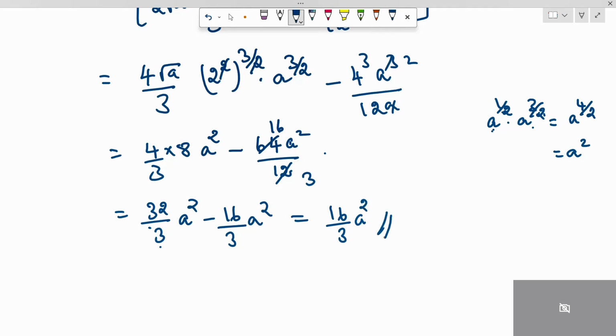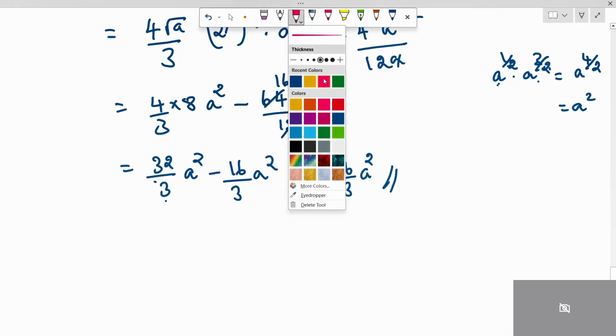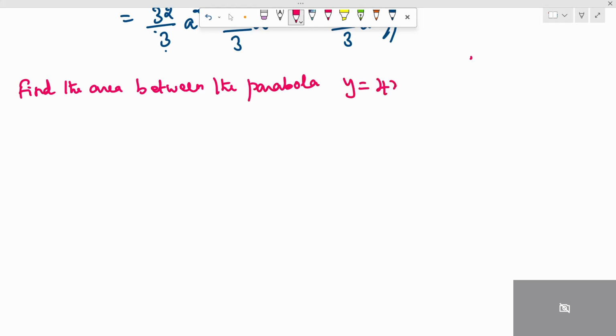Okay, next problem. Find the area between the parabola y is equal to 4x minus x square and the line y is equal to x.